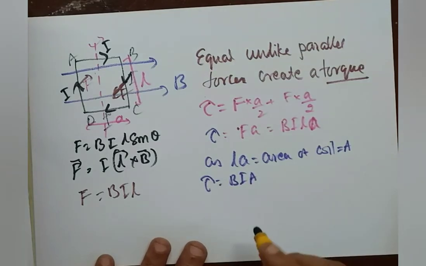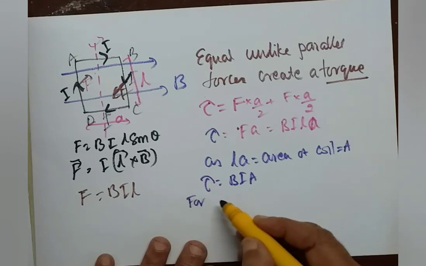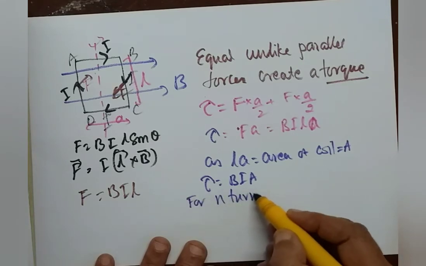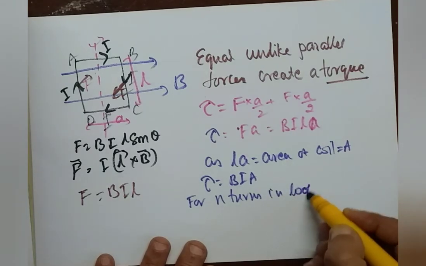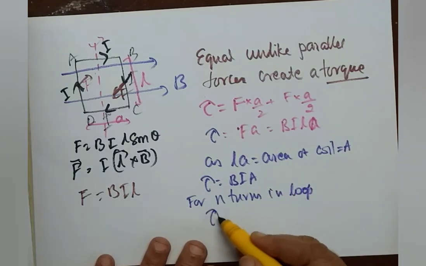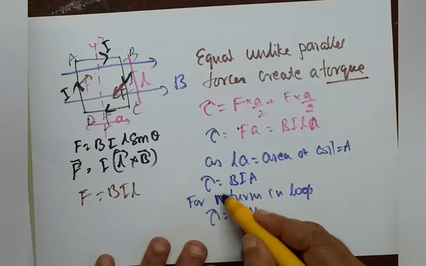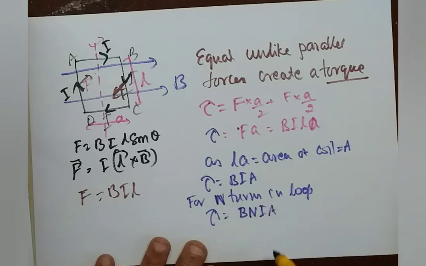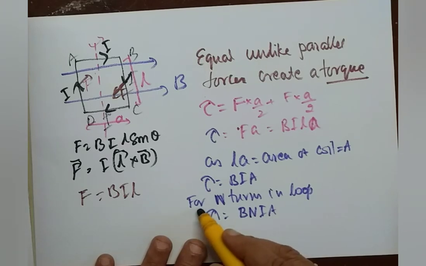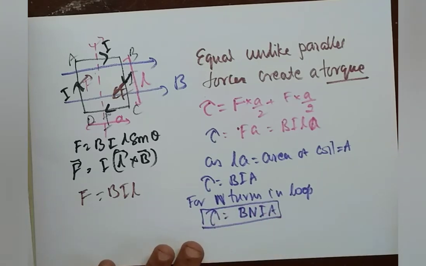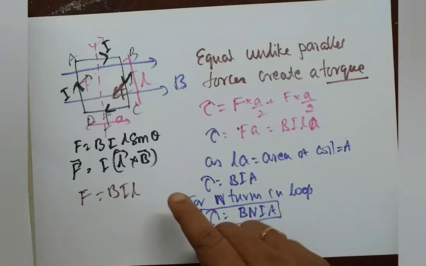If there are n turns in the loop, torque is BNIA, we take capital N there, BNIA. This is the expression for torque in this case. So, torque on a rectangular coil placed in a uniform magnetic field is given by BNIA. We can go through the derivation once again.